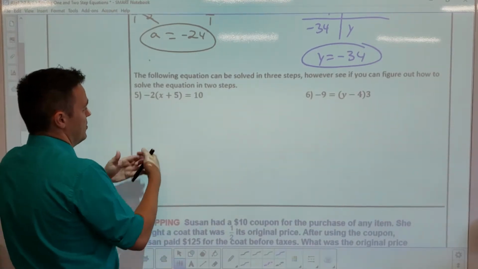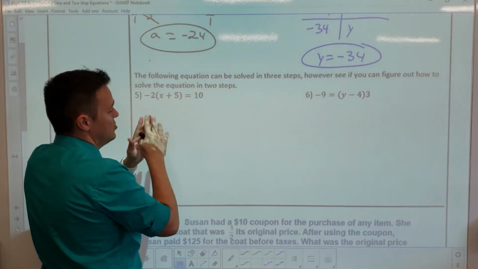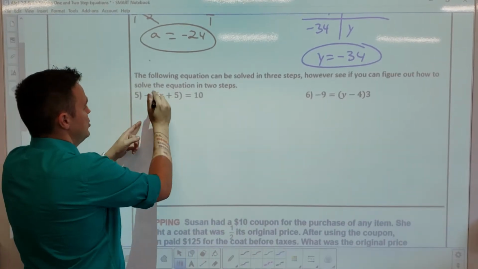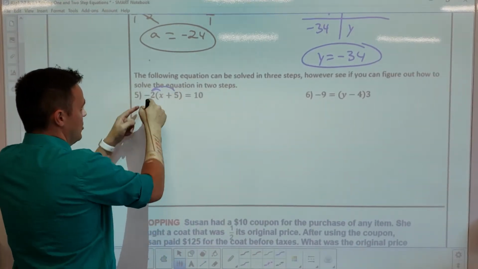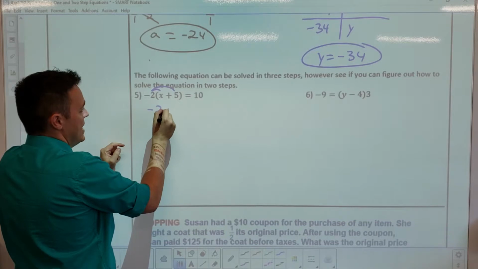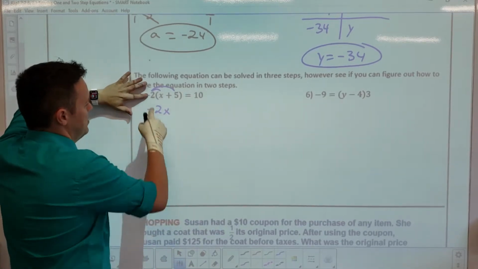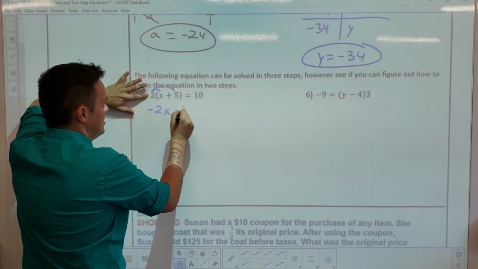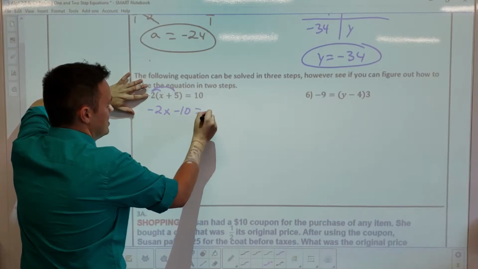And then we'll go from there. All right, so first things first, let's just do the distribution. Negative 2 into here and then into there. So negative 2 times x is negative 2x. Then this, ladies and gentlemen, would be negative 2 times 5, which is minus 10, equals 10.